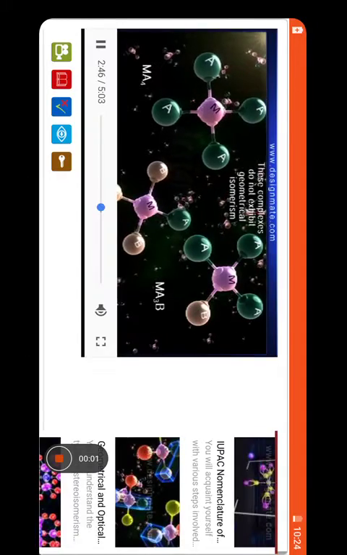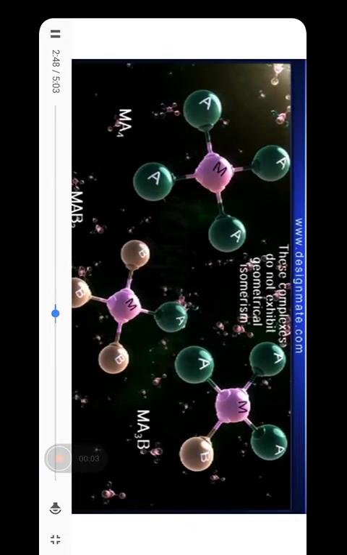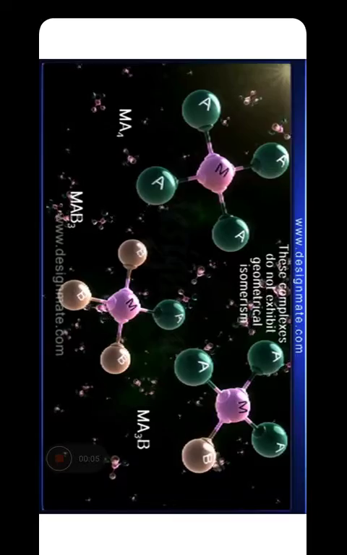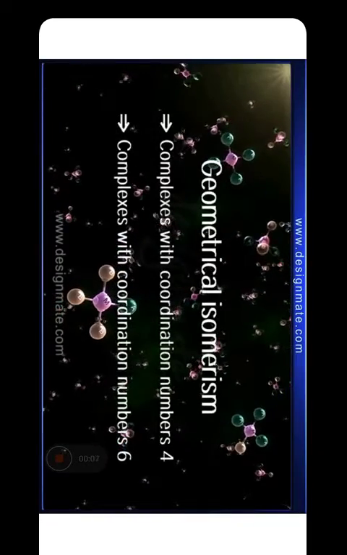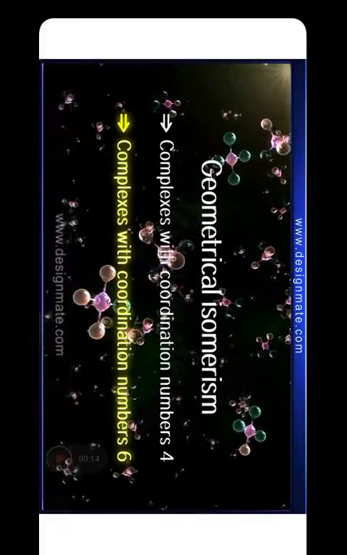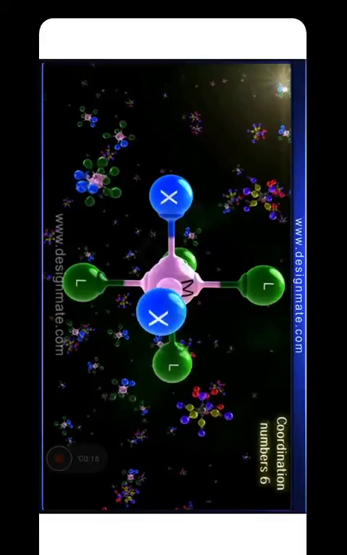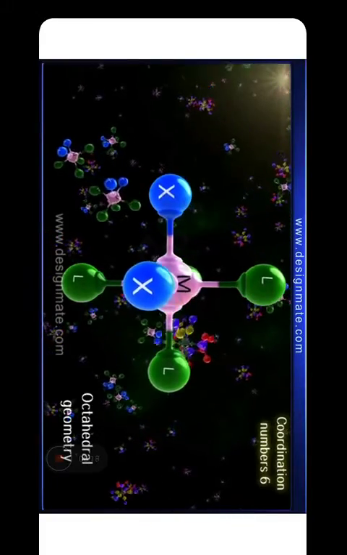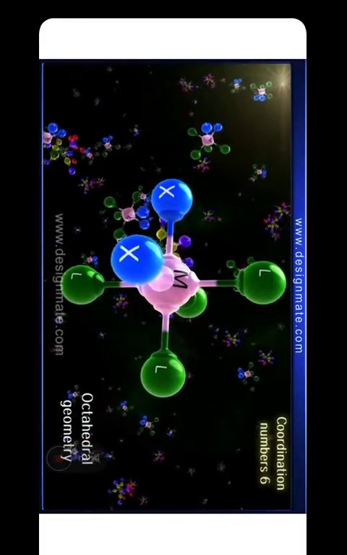and MAB3 do not exhibit geometrical isomerism. We shall now discuss geometrical isomerism in complexes with coordination number of 6. These complexes possess an octahedral geometry.